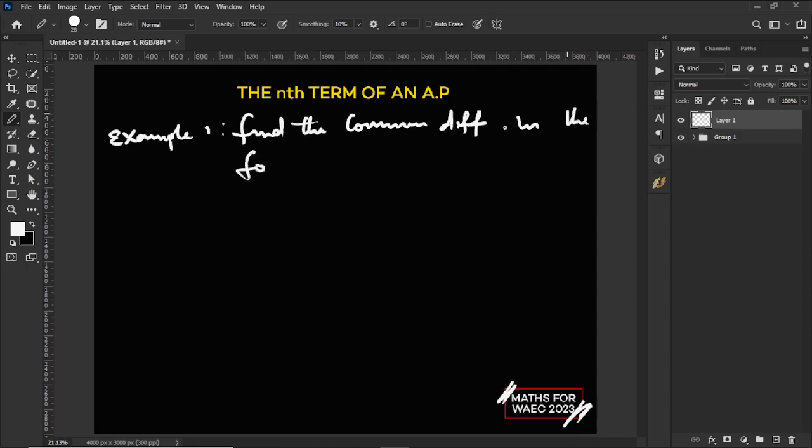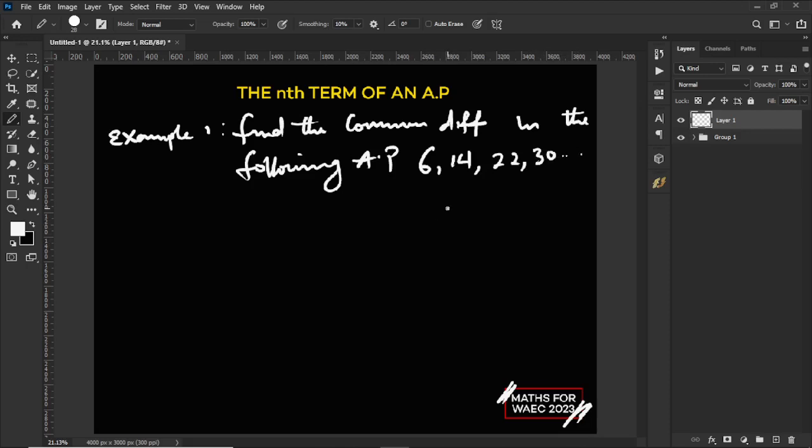Find the common difference in the following AP. So you have 6, 14, 22, 30, and so on like that.